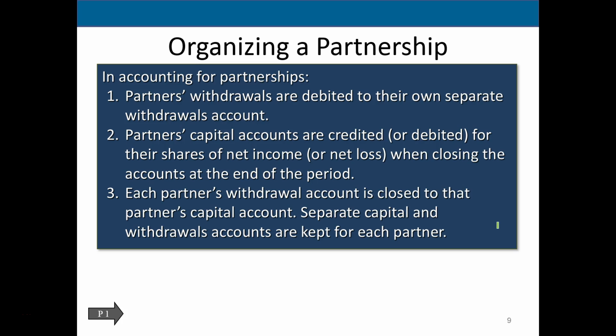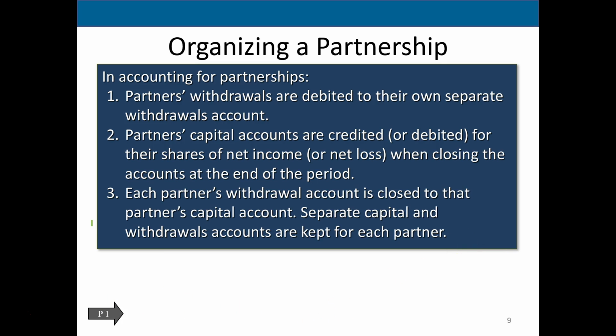Now again, it doesn't have to be split evenly. It could be split in any number of ways depending on the partnership agreement, but whatever that net income is needs to be allocated to the partners' accounts in accordance with the partnership agreement. Each partner's withdrawal account is closed to the partner's capital account. Separate capital and withdrawal accounts are kept for each partner.